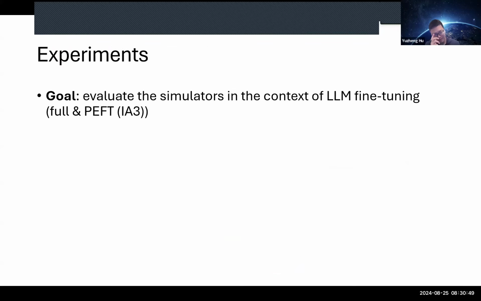So, okay, because the procedure is very simple, now we'll just directly talk about experiments. We first need to clarify what the goal is. The goal is to really evaluate the simulator in the context of fine-tuning. So it's not about fine-tuning itself, but rather trying to see how our simulators perform and whether they are capable of predicting the loss sequence in the context of fine-tuning.